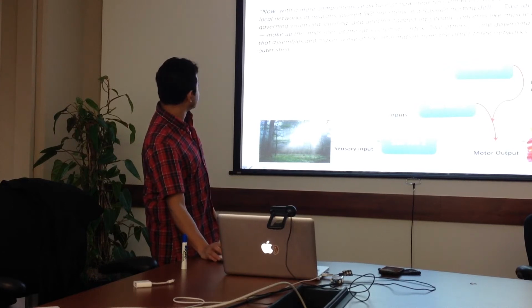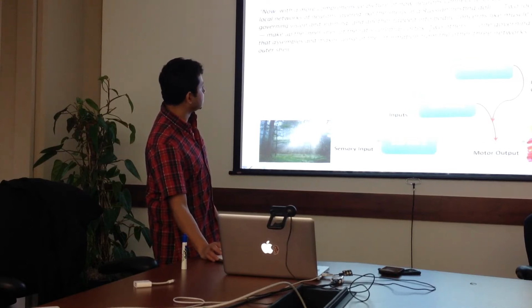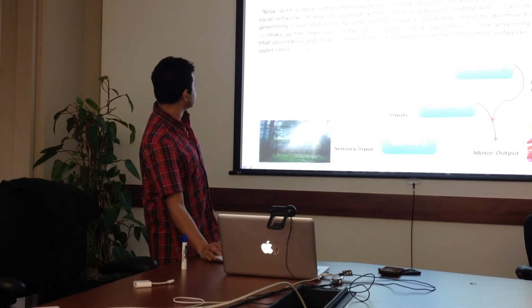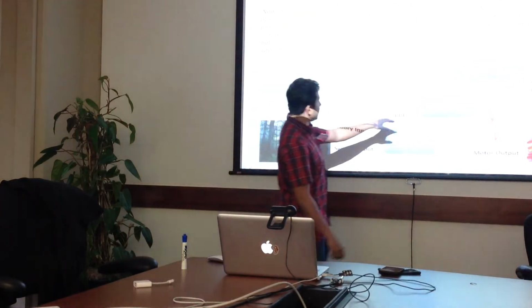Two local networks, one governing vision and learning, the other tapped into the bodily concerns like muscle and organ function, make up the inner shell of the rat's cerebral cortex. Two others, one governing smell and another that assembles and makes sense of the information from the other three networks, make up the outer shell.